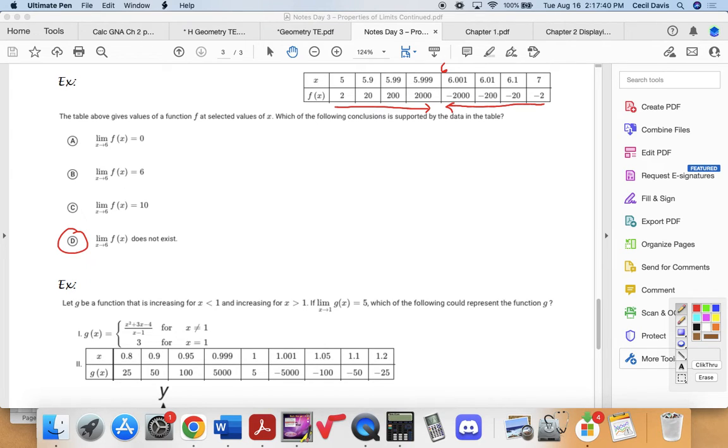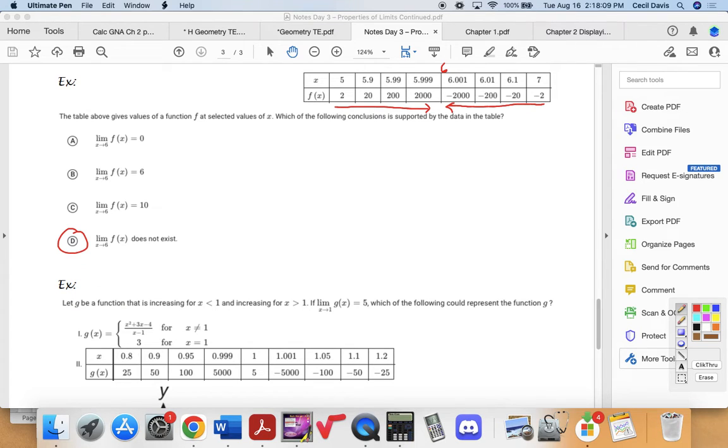Now you may be asking, well, Mr. Davis, why don't you like this? Well, it's still possible that after you get past 5.999, it suddenly dove towards 0, and then from the negative 2,000, it suddenly pulled up to be 0. That's still possible, but is that really supported by what's in the table? No. That's why I don't like this question as much.